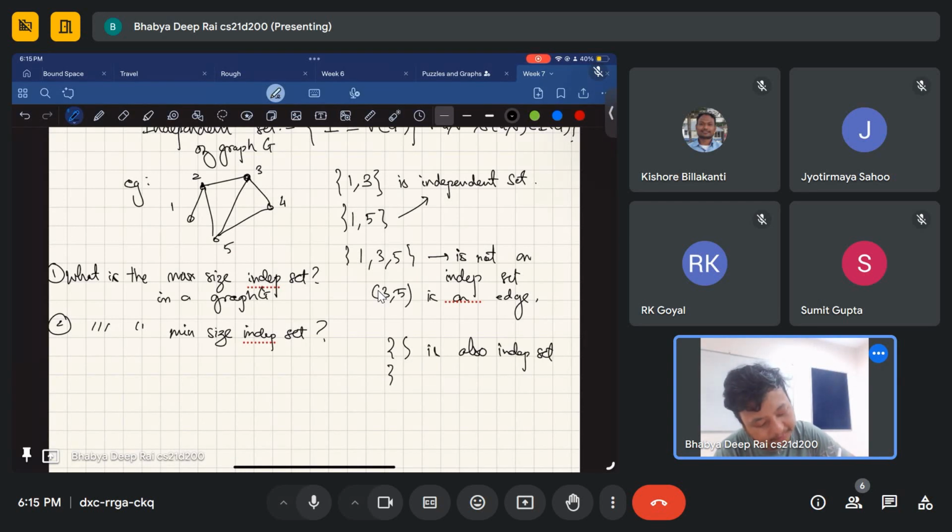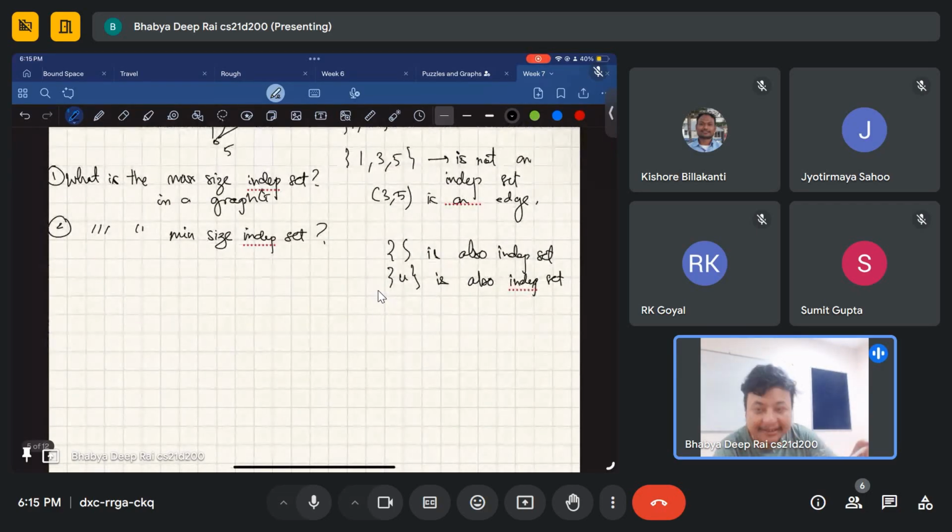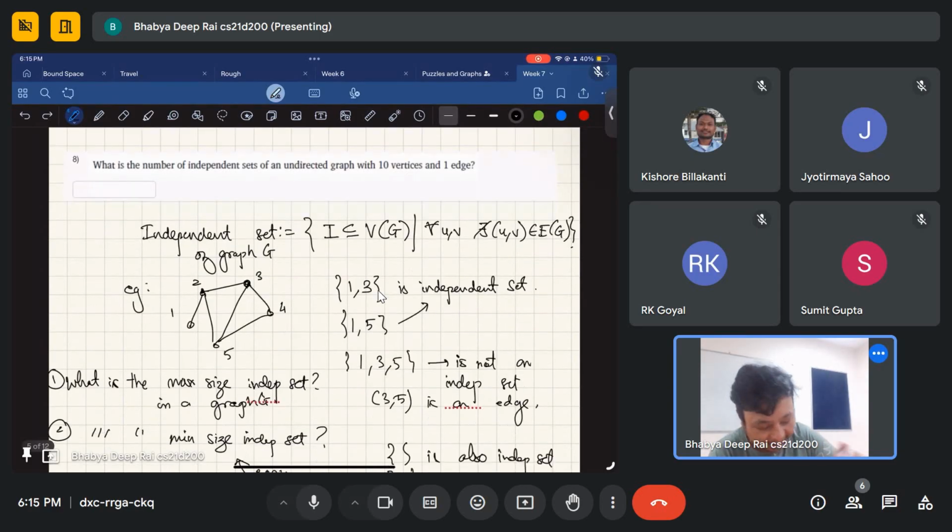If you give me an empty set, then it is cheating. Then I can also say that just a single vertex is also an independent set. So minimum size independent set is easy. What about maximum size independent set? That may not be very simple, and we'll talk about that later. I just wanted to add this question here, but we'll come back to it.